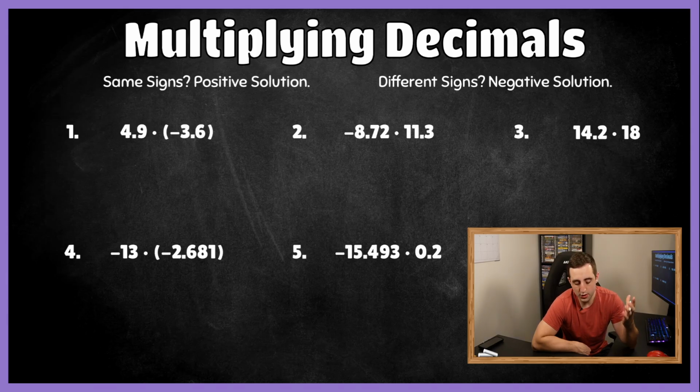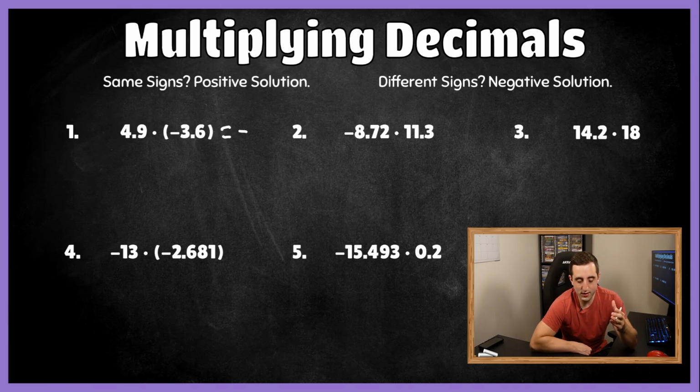a negative solution. So if we look at number one, 4 and 9/10 is positive and 3 and 6/10 is negative. So those are different signs. So I know already my final answer is going to be negative before I even start. So I always have them determine that first. So I'm just going to put equals some negative value until we figure that out.